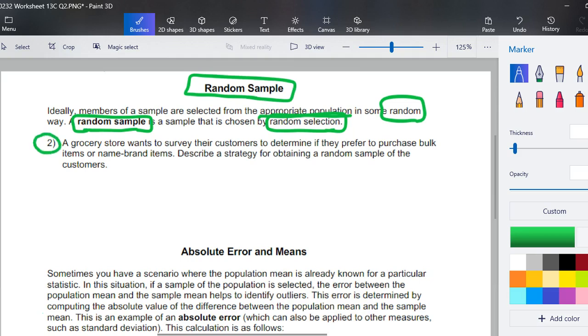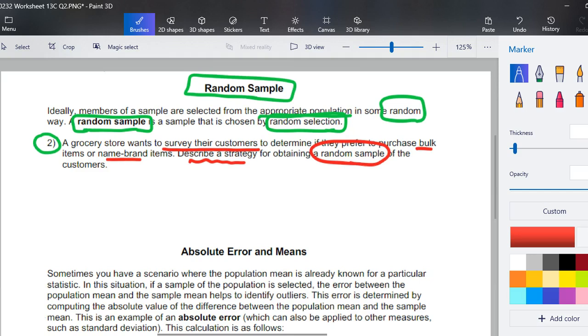So go ahead and do question 2, and then come back and we'll talk about it together. But hit pause and go ahead and look at question 2. So question 2 is talking about a grocery store. And a grocery store wants to survey their customers to determine if they prefer to purchase bulk items or name brand items. So describe a strategy for obtaining a random sample of those customers. And this is where just think about different surveys or different things that you've participated in. Think about those. You can write down an idea there.